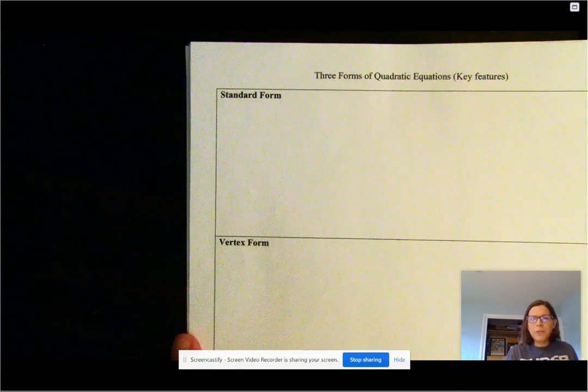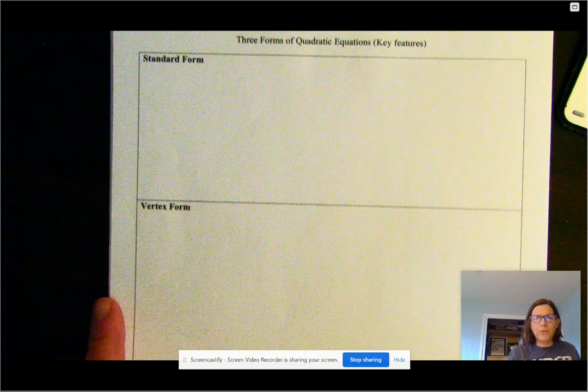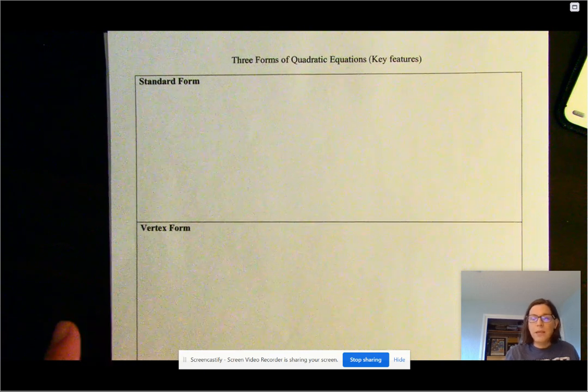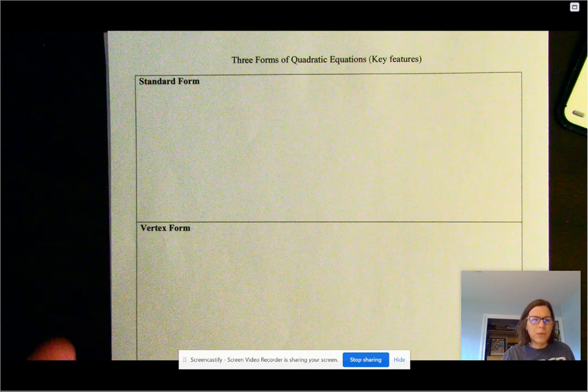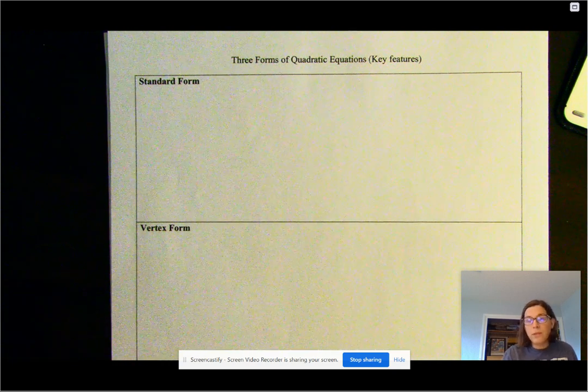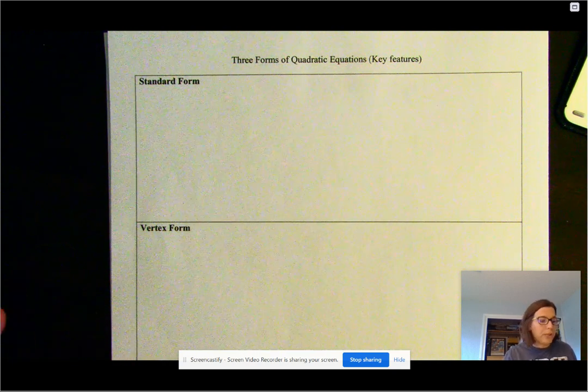Quadratics. So as we're working through this function, you're going to see quadratic functions written in three different ways. And we're going to really go into those in a lot more depth during the next couple weeks, but we wanted to give you guys an overview of all three.